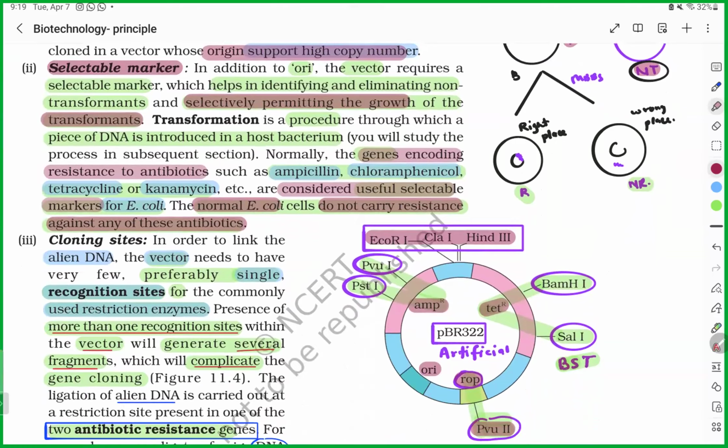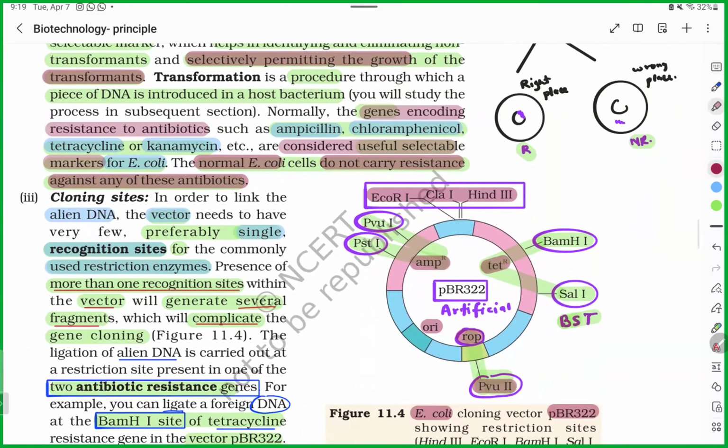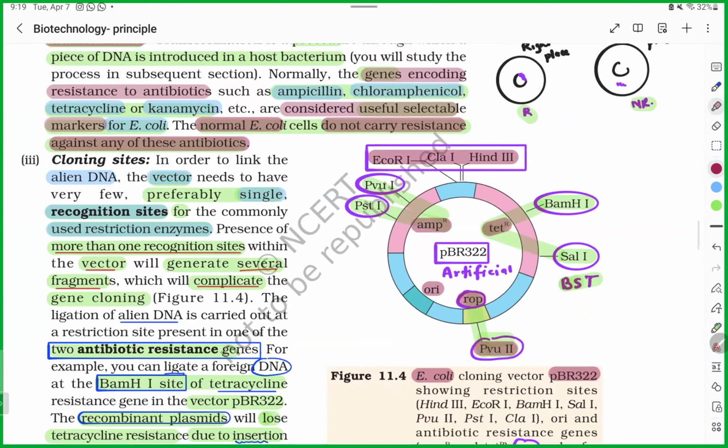These four antibiotic resistance genes we can add, and these can be considered as important selectable markers for E. coli. In E. coli bacteria, we can add this artificially because normally bacteria do not have all these genes against antibiotics. Why? Because we want to allow bacteria to take up our DNA at the right place so we can grow our DNA, as simple as that. Correct.